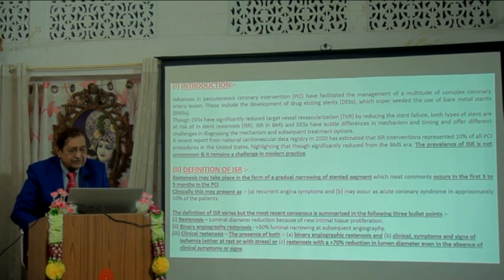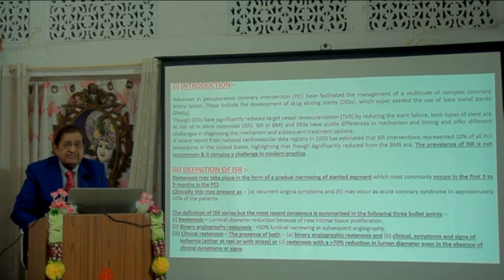A recent report from the National Cardiovascular Data Registry in 2020 has estimated that in-stent restenosis interventions represented 10% of all PCI procedures in the United States, highlighting that though significantly reduced from the BMS era, the prevalence of ISR is not uncommon and remains a challenge in modern practice.